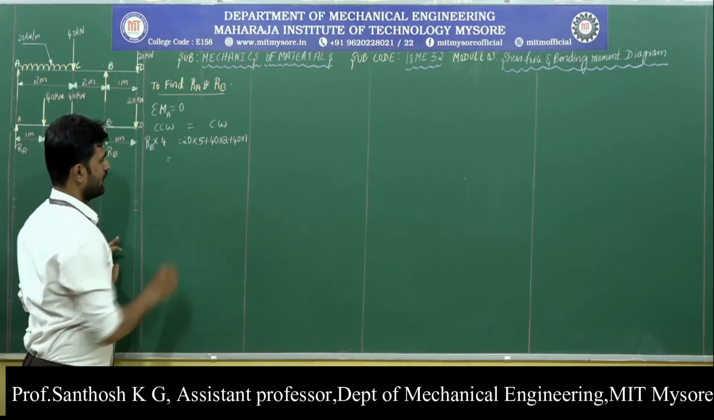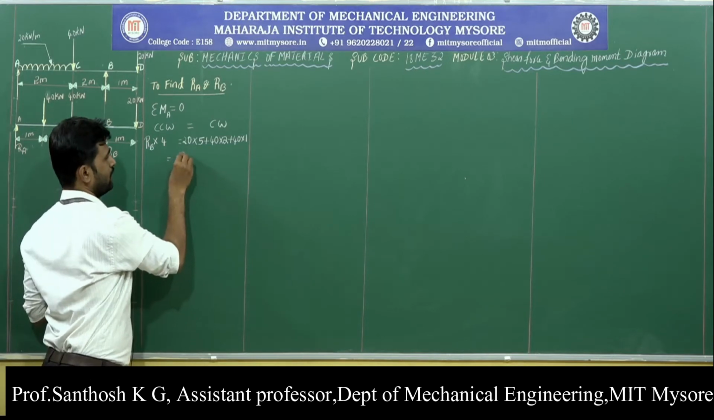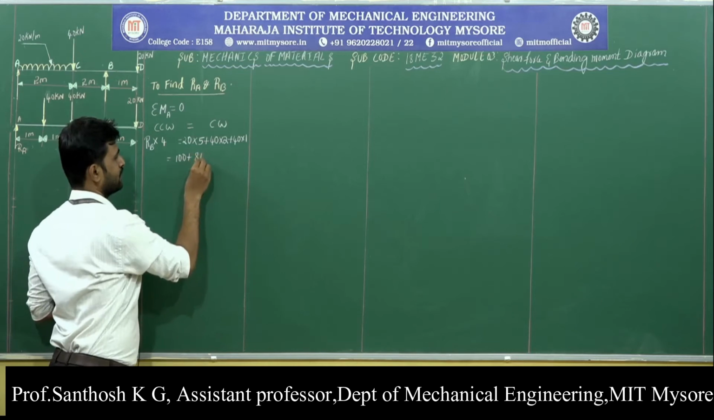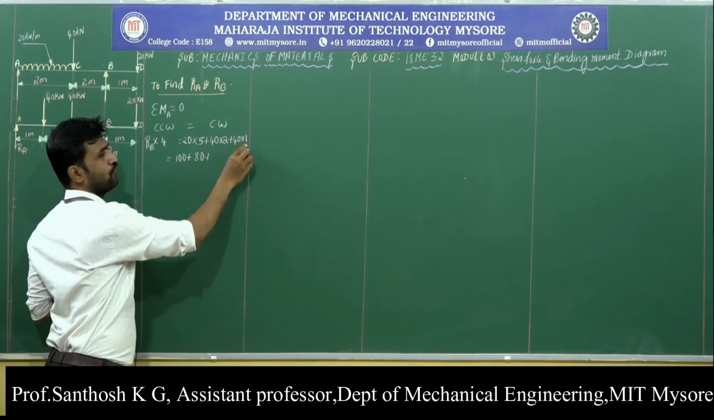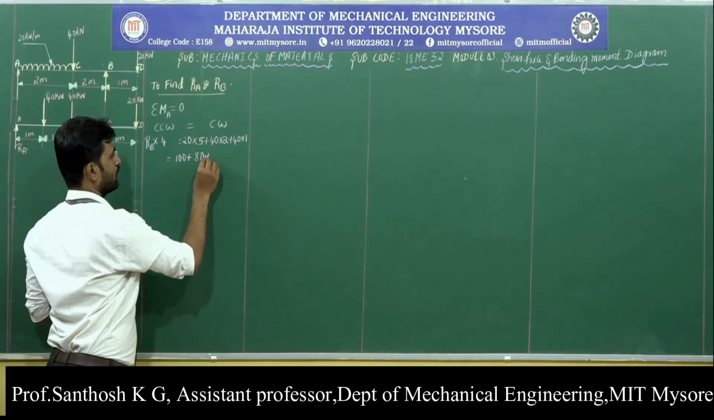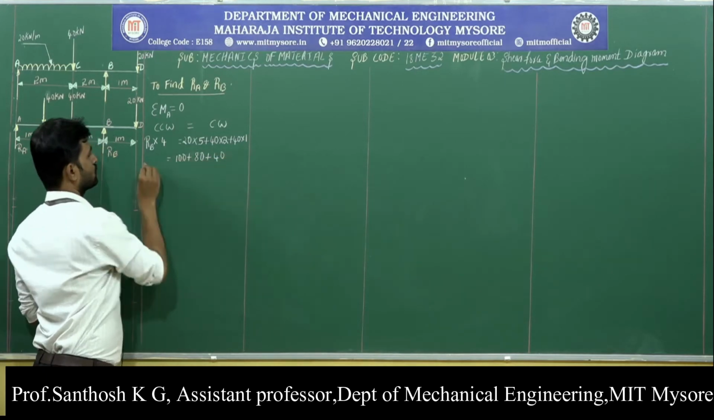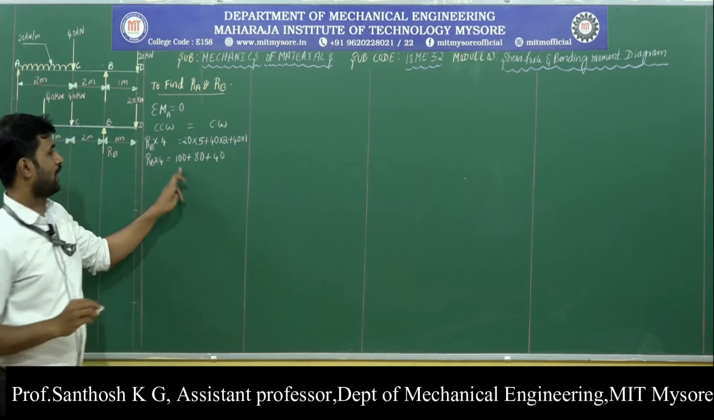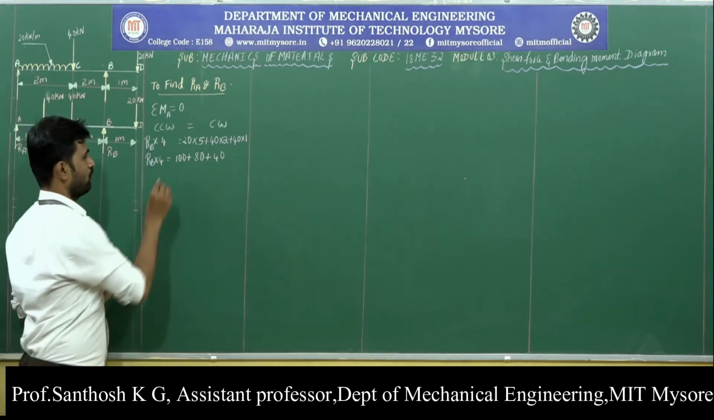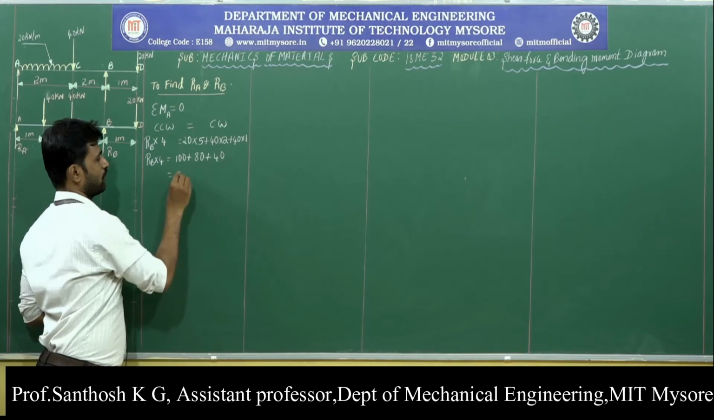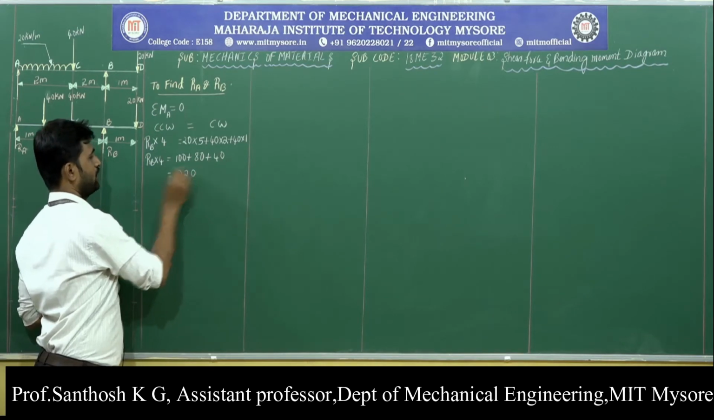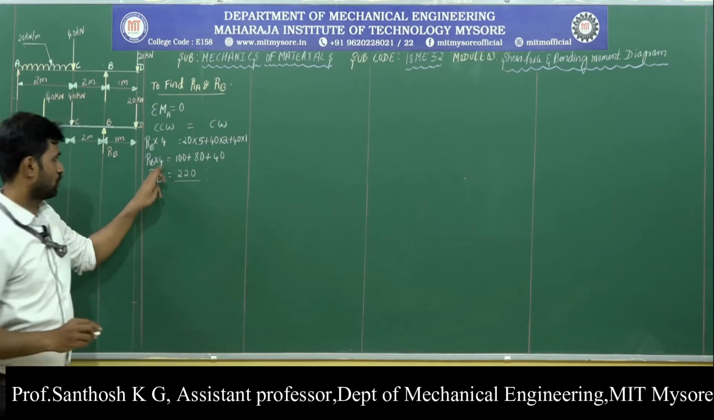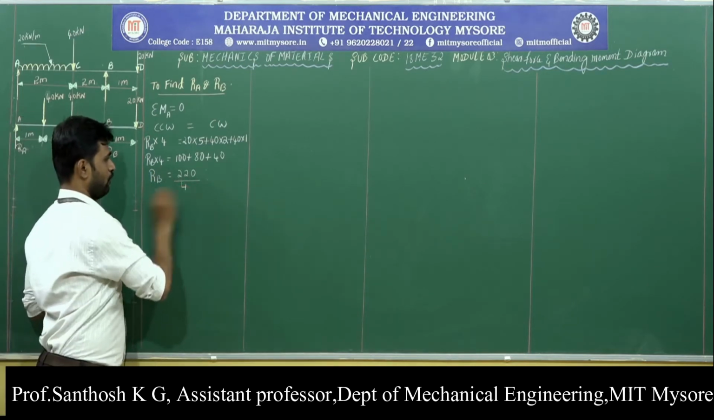So 20 into 5 is 100, plus 40 into 2 is 80, plus 40 into 1 is 40. So RB into 4 equals 100 plus 80 plus 40. So 180 plus 40 is 220. I need the value of RB. So RB will be equal to 220 divided by 4.